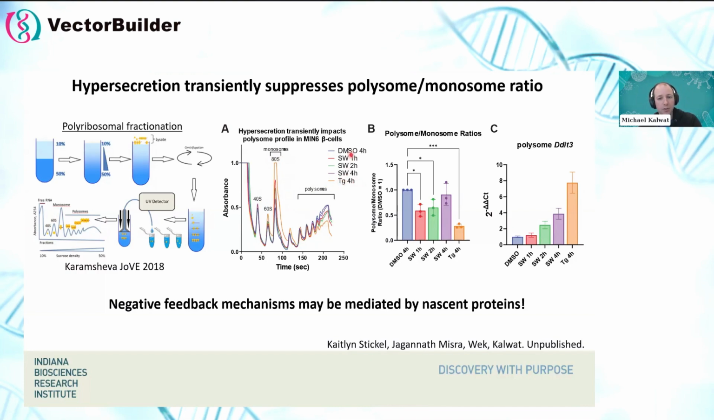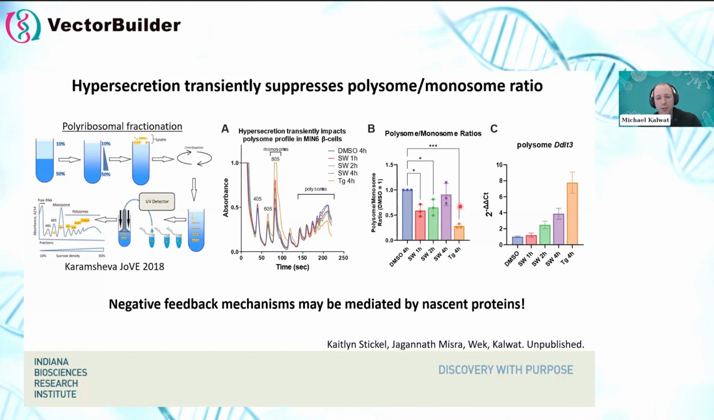And what we noticed with the SW16789 treatment at 1, 2, and 4 hours is that there's a transient decrease in the polysome to monosome ratio, not to the level of thapsigargin, but it is decreased significantly. And then by 4 hours, the cells seem to start recovering. So during this short window, there is likely a difference in translation of certain protein components. And we are working to identify what those might be right now.